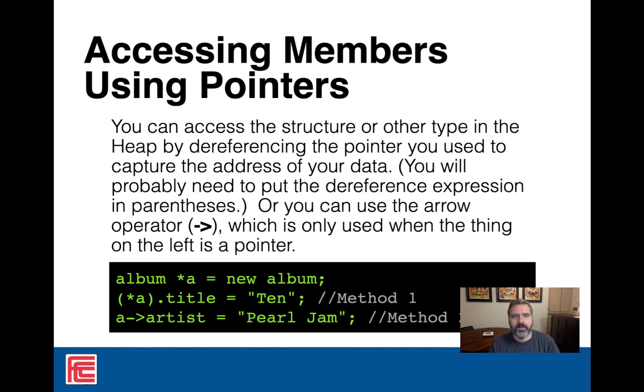So here I created a new album. I set the title to 10, perfectly valid way of doing it. I set the artist to Pearl Jam. That's actually the better way of doing it, in the way that's not going to get you made fun of in the break room, eventually. If you know C++, arrows, whenever there's a pointer to the left, use an arrow. Whenever there's a variable name to the left, use a dot.